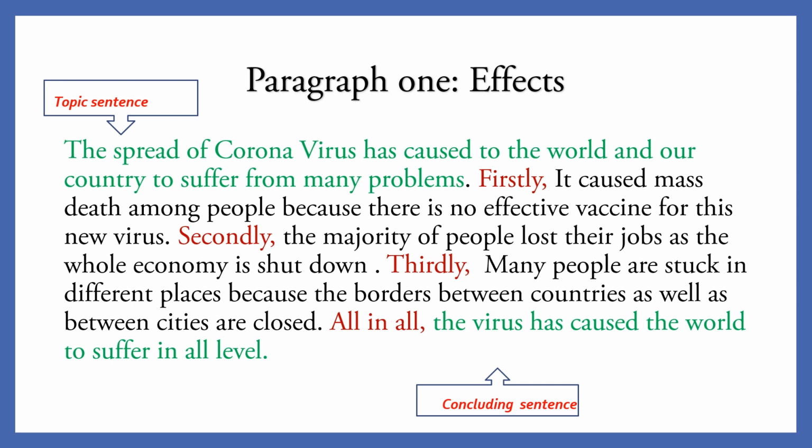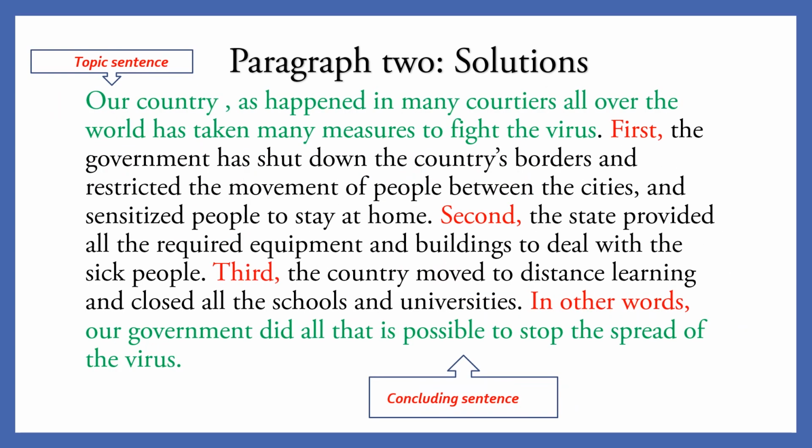We have solutions, and again we have a topic sentence. We have supporting ideas 1, 2, and 3. Then we have a concluding sentence. Our country, as happened in many countries all over the world, has taken many measures to fight the virus. First, the government has shut down the country's borders and restricted the movement of people between the cities and sensitized people to stay at home.